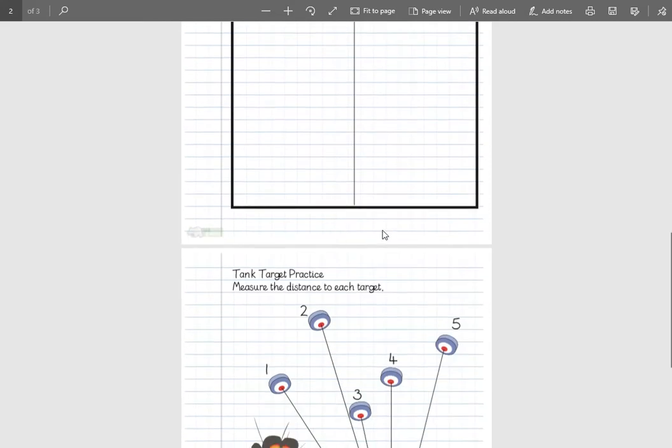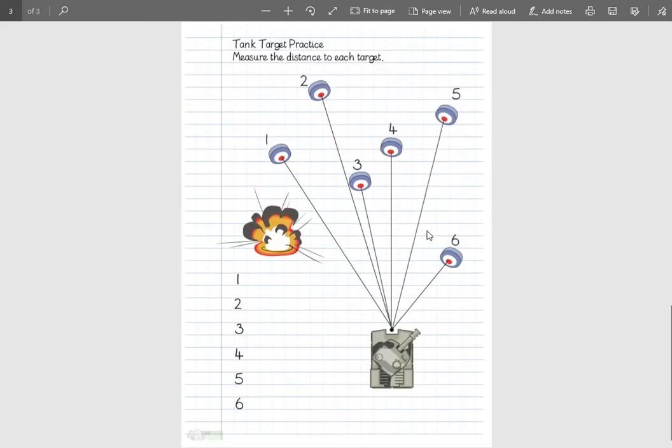And then the other task, if you fancy it, is you're in a tank and you've got some targets to shoot. And tank drivers and gun aimers have to measure how far away things are. So this is a very tiny tank. You're going to measure in centimetres how far away these little targets are. And then you can write in centimetres how far away they are down here.